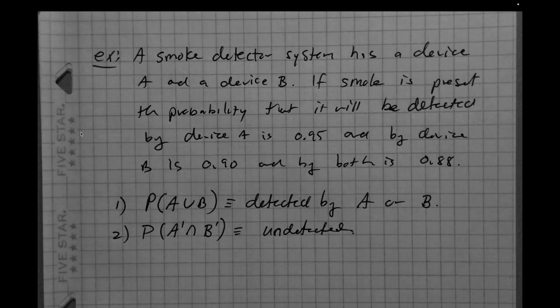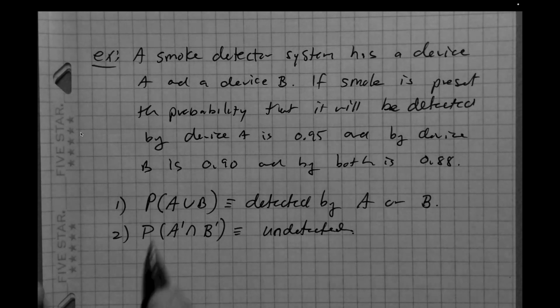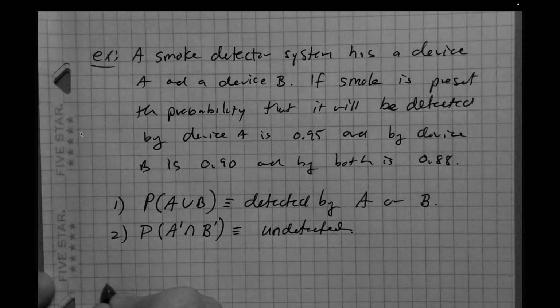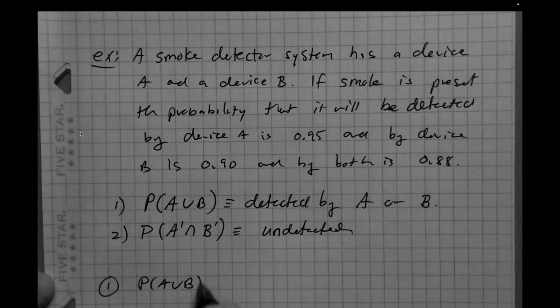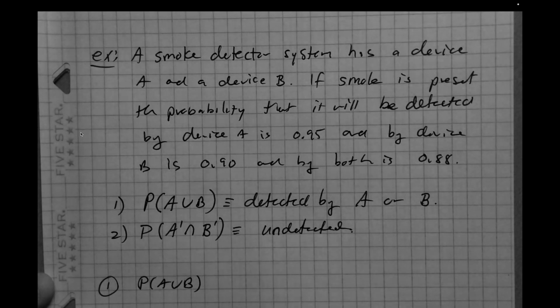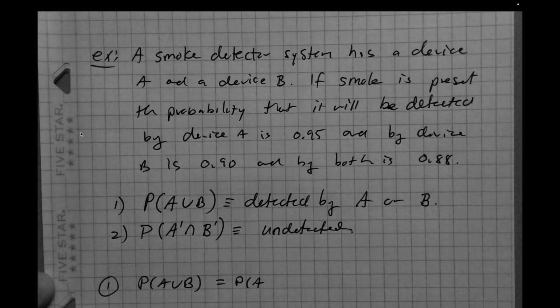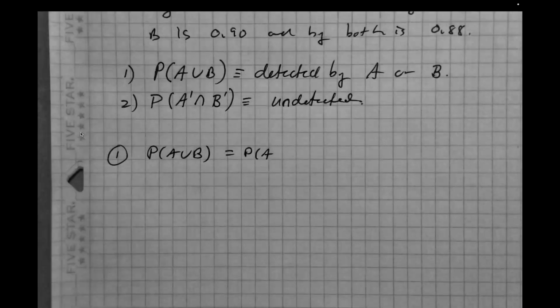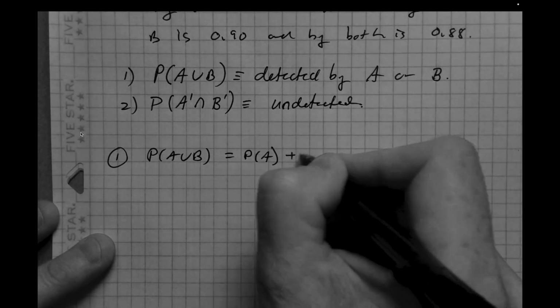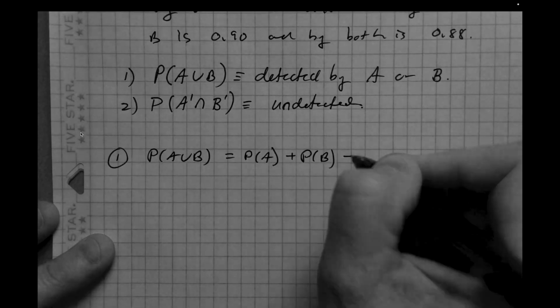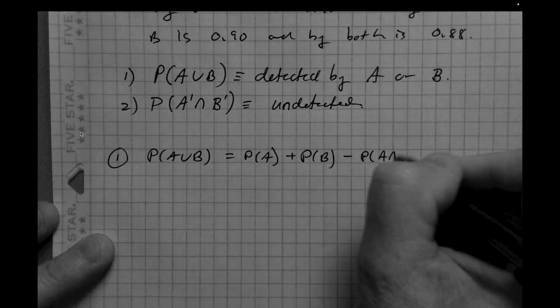Okay, so that's what the questions are. So what are those probabilities? Well, this is really a pretty straightforward application of the previous three theorems. So let's start with number one. For the first one, the probability of A or B is equal to the probability of A. This is the additive law, A or B, the union. It's equal to the probability of A plus the probability of B minus the probability of A and B.